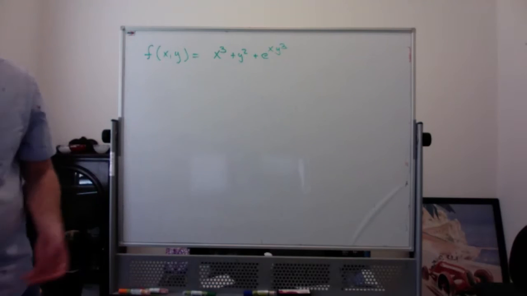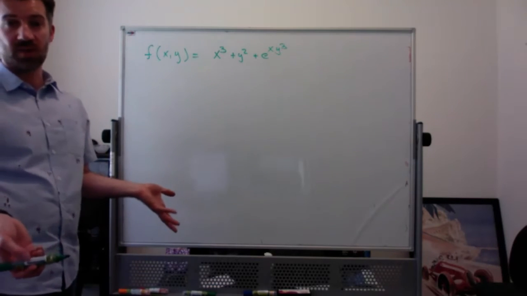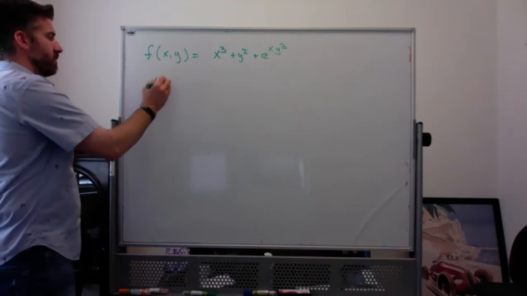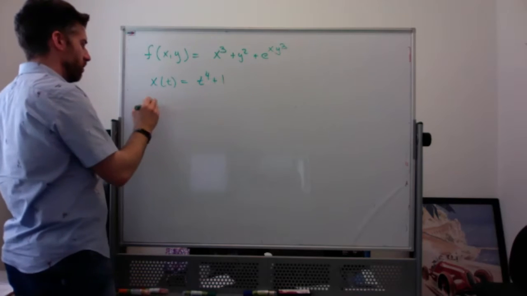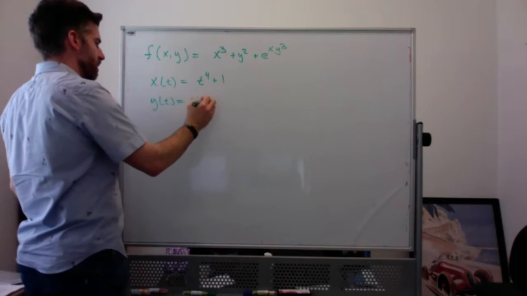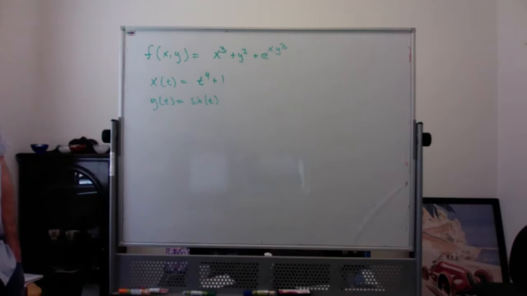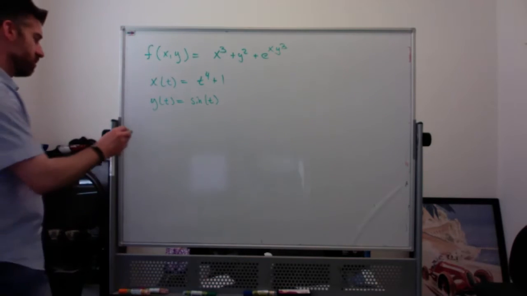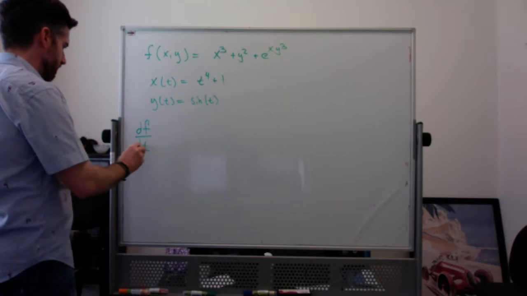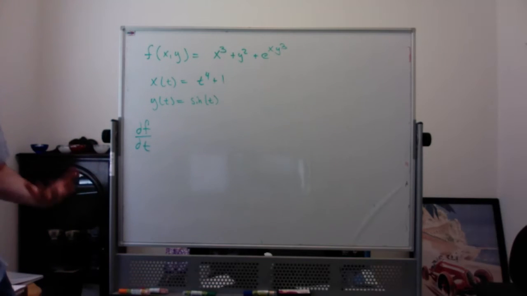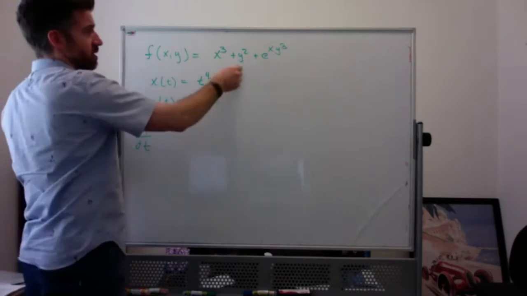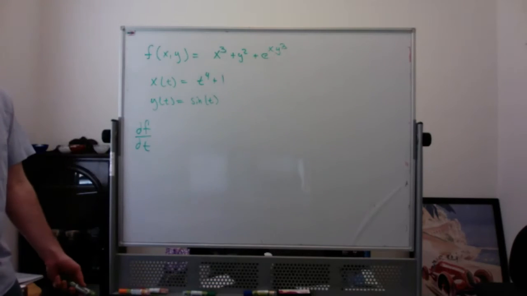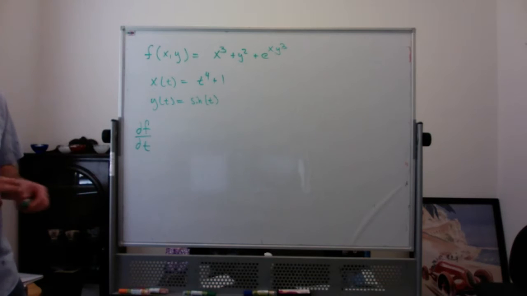But there's actually a parameterization where x and y are both functions of t. Say x of t is equal to t to the fourth plus 1, and y of t is equal to sine of t. What I really want to find is the derivative of this function with respect to t. There is a long way I could do it. I could substitute in this for each x and this for each y, and then take the derivative the long way using the product and chain rule a bunch of times. But there's a nicer way of doing it.